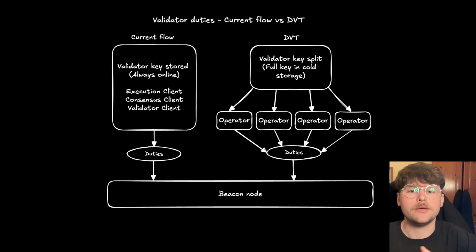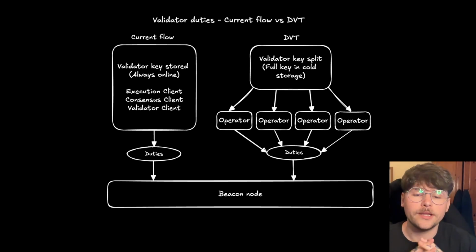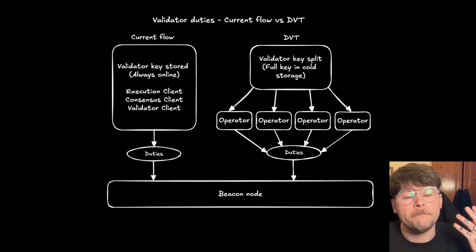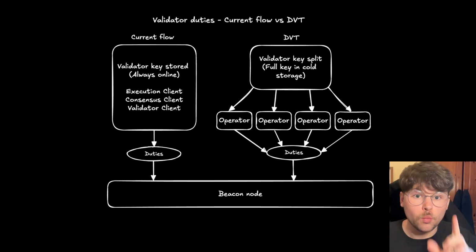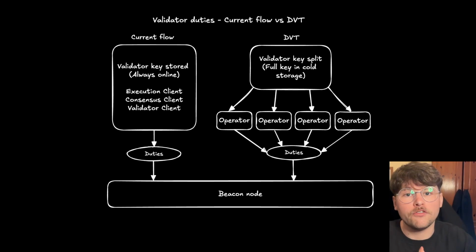This has two really important things. One, we can leave our validator key in cold storage. It doesn't have to be online always, which is a lot more secure for us. The other thing is that because we have 4 operators instead of just 1, so pretty much 4 nodes instead of the 1, which always has to be online, it adds a lot of fault tolerance.